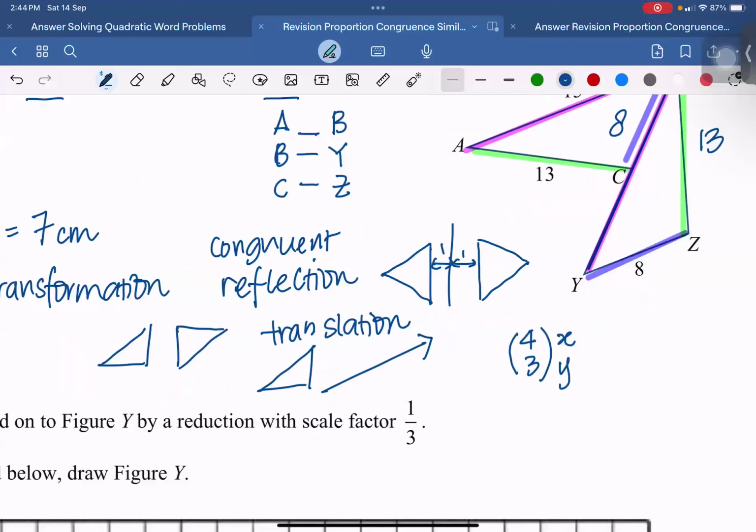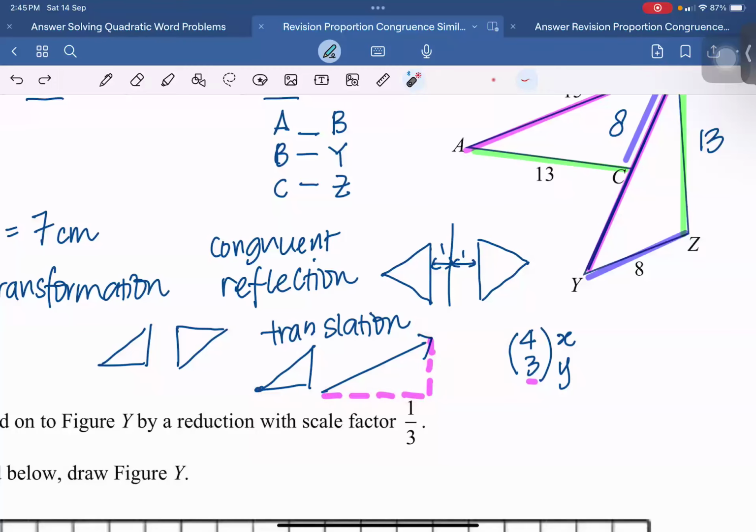If I have (4, 3) it means I'm shifting 1, 2, 3, 4 units, positive 4 units to the right. Then followed by 3. That means I'll shift up 1, 2, 3, 3 units up. Then every one of my points will shift in the same manner, everyone shifts by 4 and then goes up 3.